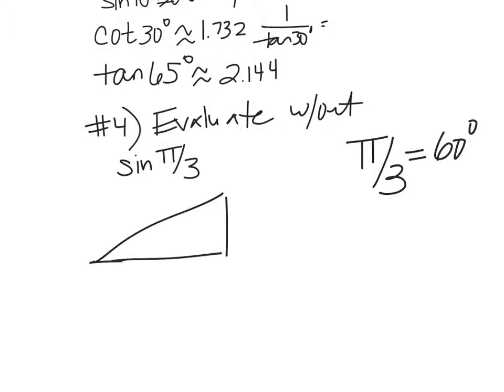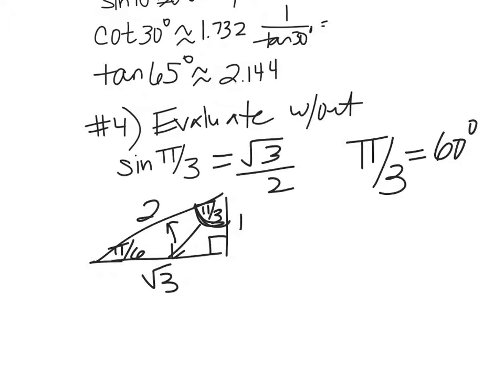And instead of writing this, this would be pi over 6 over here. And this is pi over 3. And this is 90 degrees. Pi over 3 is 60 degrees. So this would be rad 3. And this is 1. And this is 2. So then the sine of pi over 3 is to go over here and do opposite over hypotenuse. So rad 3 over 2, which is approximately 0.866 if you did it on your calculator.